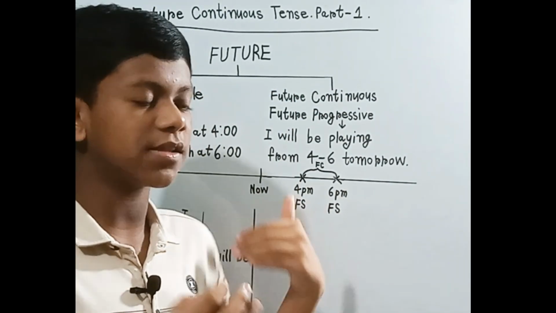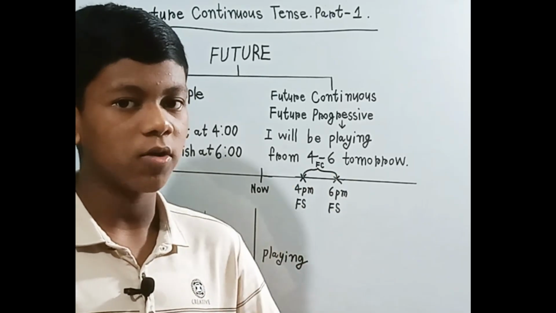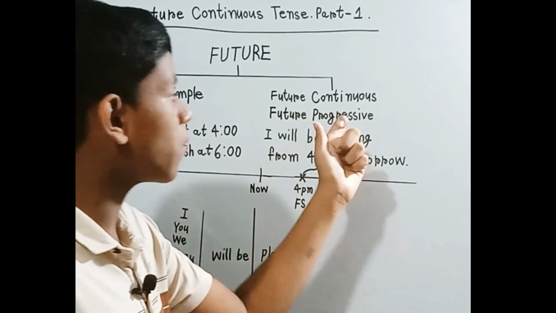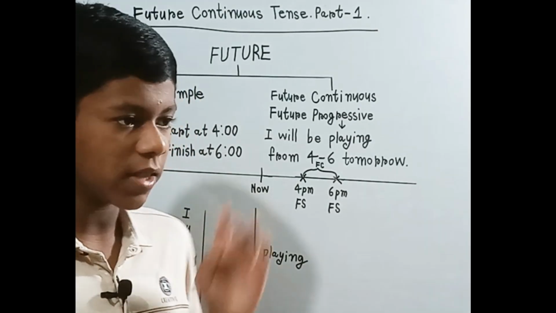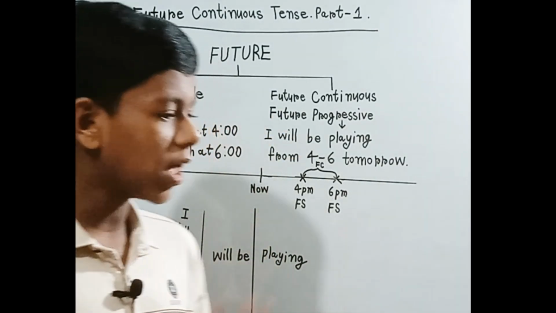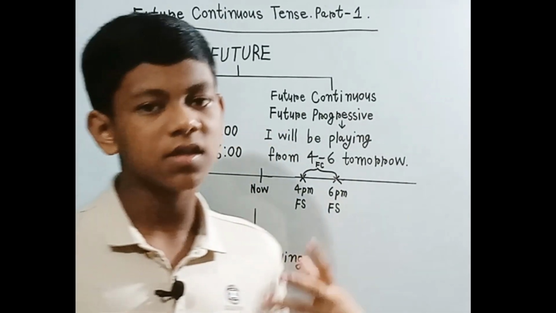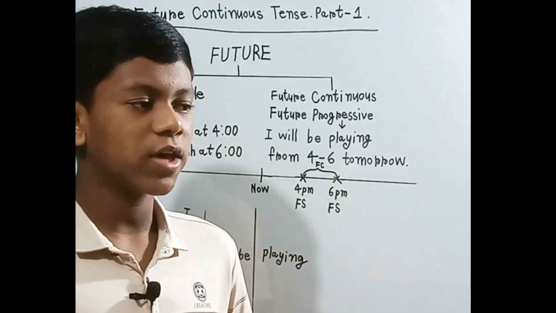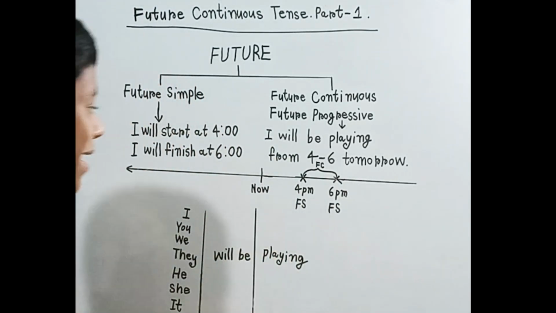Something is happening after now. It's in progress. That's why it is also called future progressive tense. You can say both of them. So here we have already understood this. Let's see the timeline if you want to get more detail about the future.